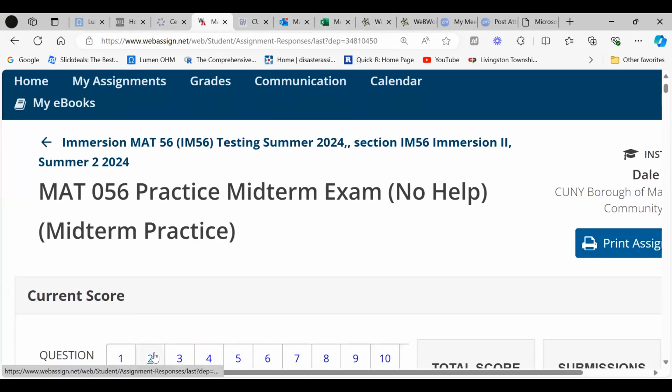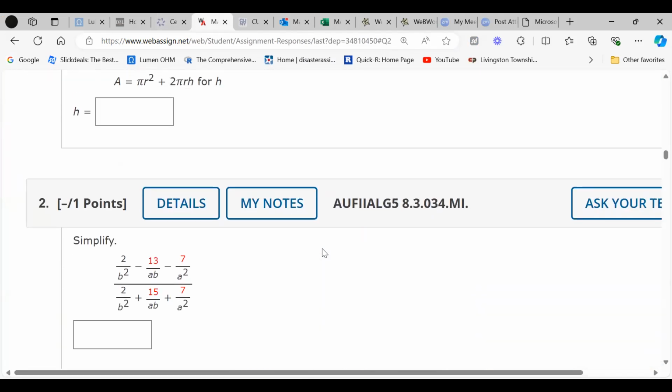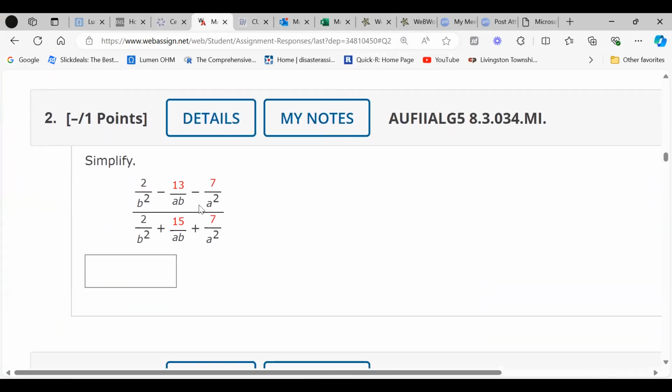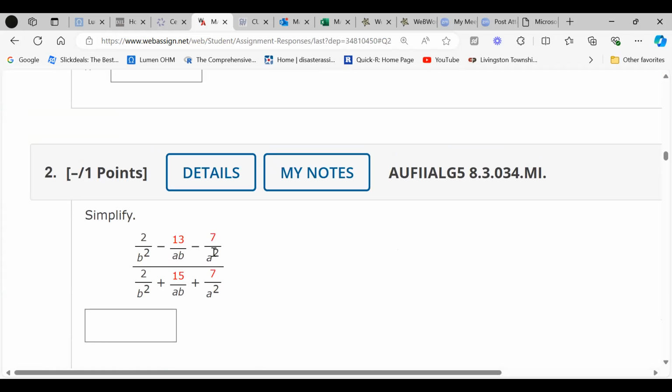So let's get to the second question. This is the second question. It's about a complex fraction. So find the LCD. Multiply everything by the LCD on top, multiply everything by the LCD on the bottom, or you can multiply every single term by the LCD of both the top and bottom. Try it.